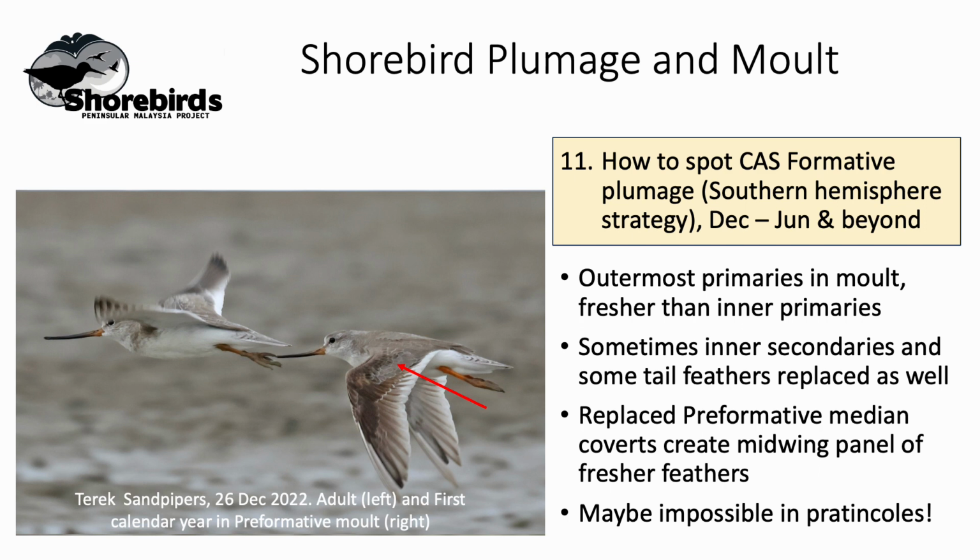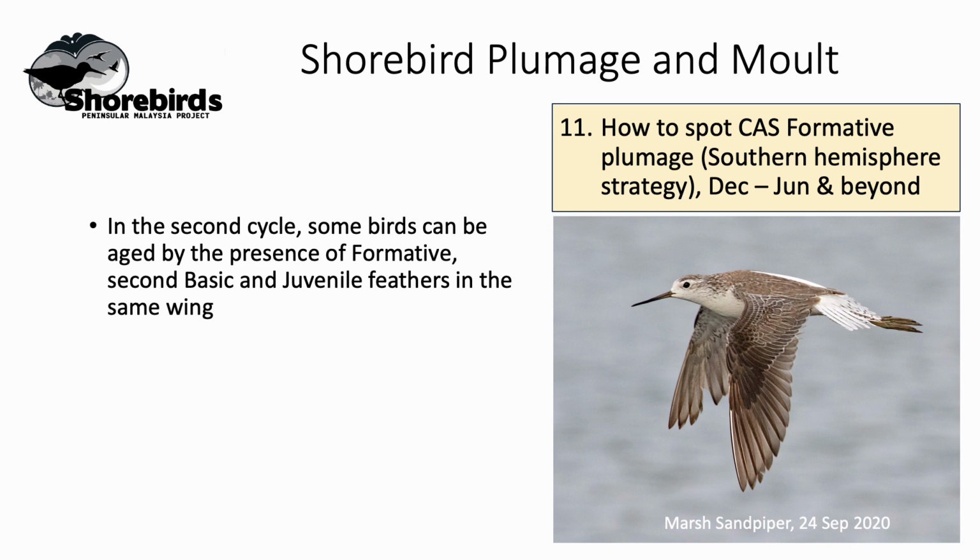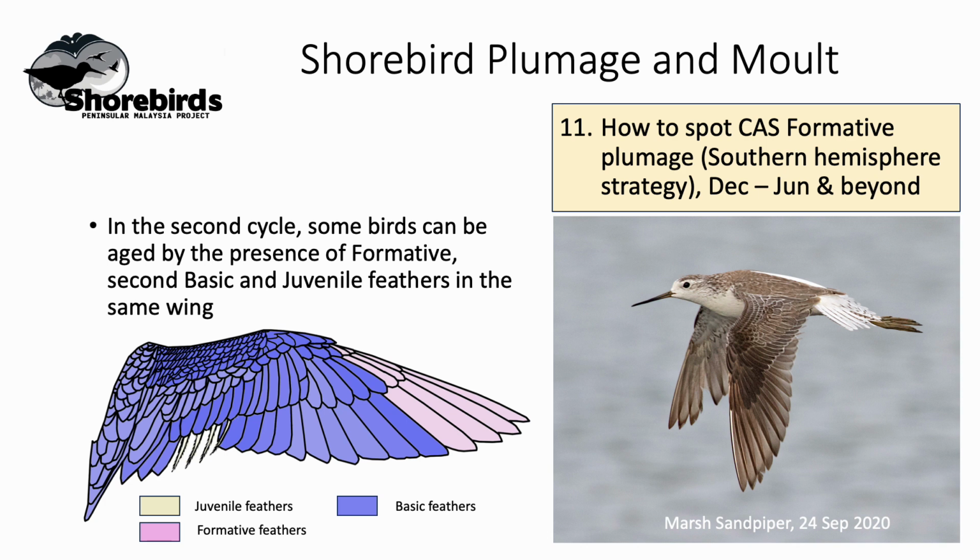What about even later in the second calendar year? Here's an example of a marsh sandpiper that was photographed in September. And this is a bird in its second cycle. And it can be aged by the presence of formative, basic, second basic, and juvenile feathers in the same wing. So here's a diagram. The blue feathers are the basic feathers, pink are the formative, and those little spikes on the inner secondaries are all that's left of the juvenile secondaries. So here they are, juvenile feathers.